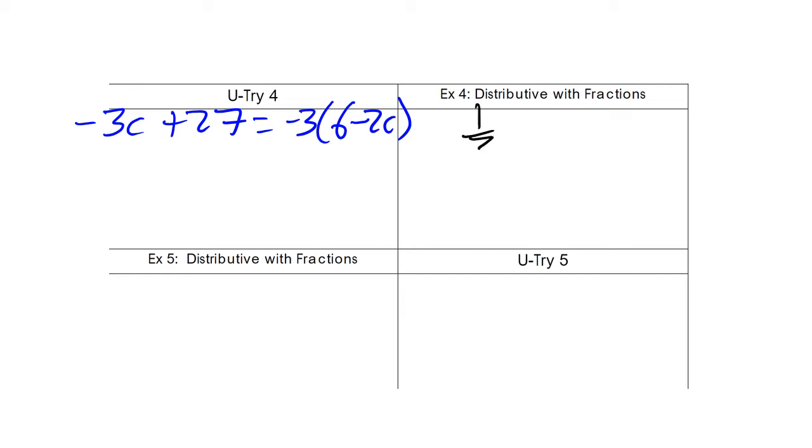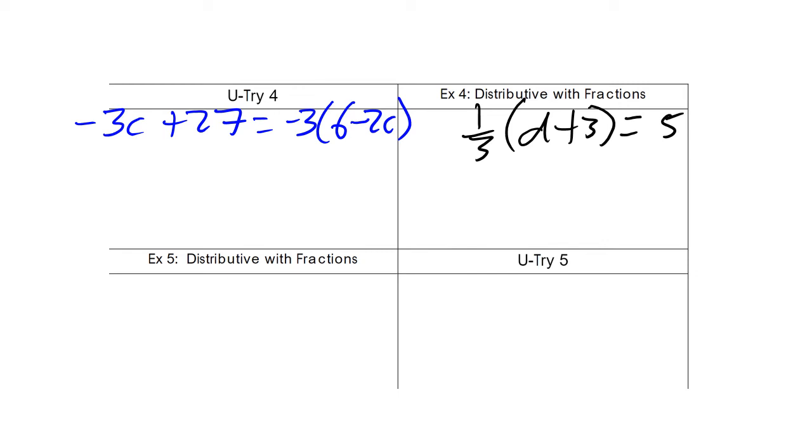And here's U try number 4. -3c plus 27 equals -3 times 6 minus 2c. All right. What if we have a fraction in front of our parentheses, like 1/3 times d plus 3 equals 5?